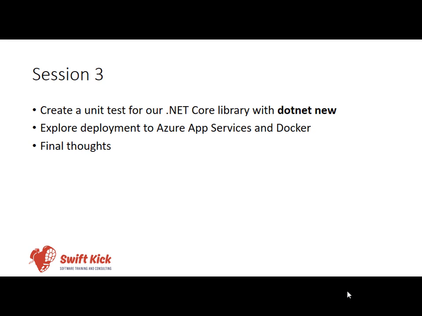So I'm going to show you how to take our Math API and build a unit test framework with .NET New. Once we get unit testing up and running, we'll talk through a couple of deployment strategies. Specifically, I'll show you Azure App Services and Docker because those are kind of the most common. And then we'll wrap up with a couple of my final thoughts about ASP.NET Core in general and where it's going from here. Now let's get started.